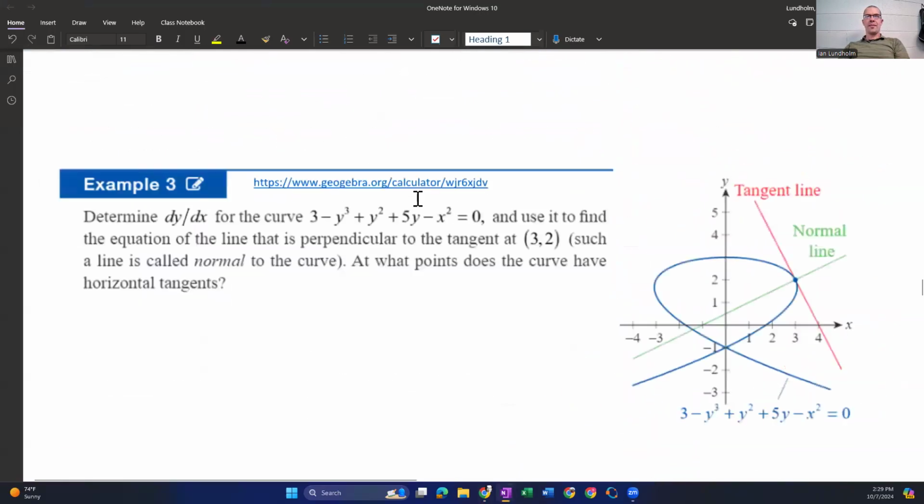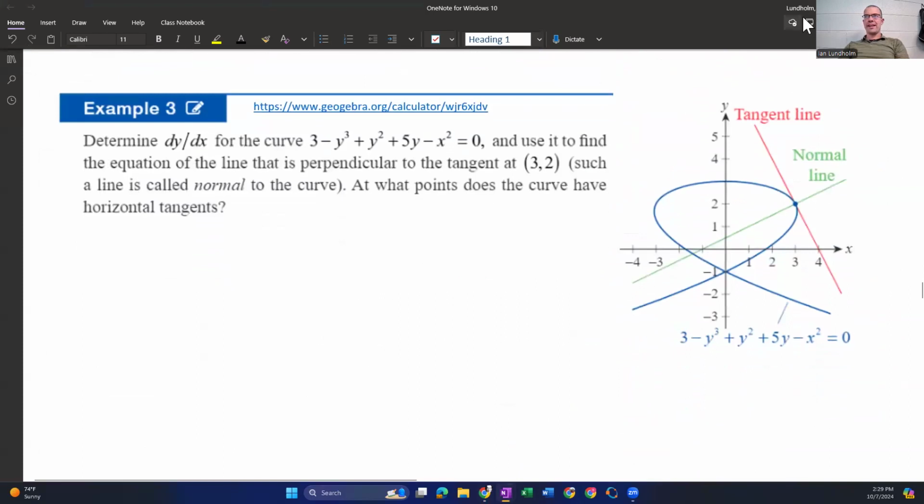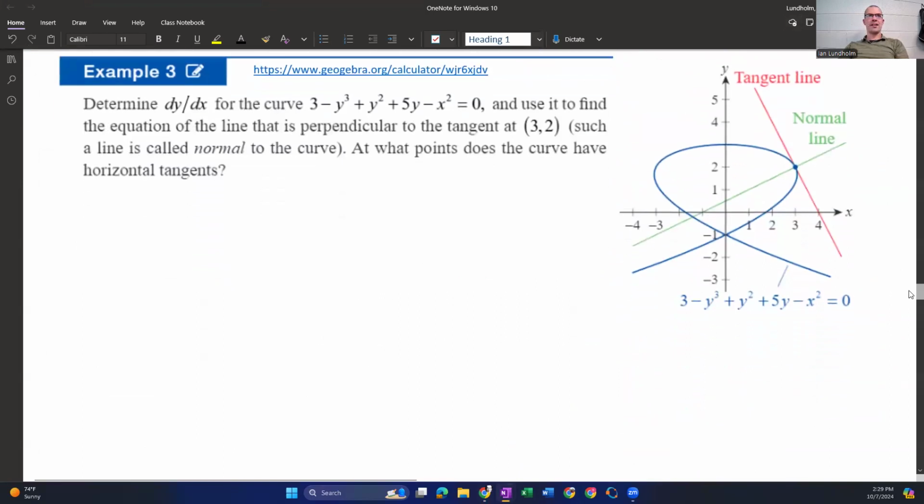All right. Let's keep going. Here we've got another weird looking curve. Here we're trying to determine the derivative and use it to find the equation of a line that's perpendicular at the point 3, 2, and a line that is normal at the point 3, 2. So it's perpendicular to the tangent line. Cool. At what point does the curve have horizontal tangents as well? Okay, so that one's later. Let's try to do this one.